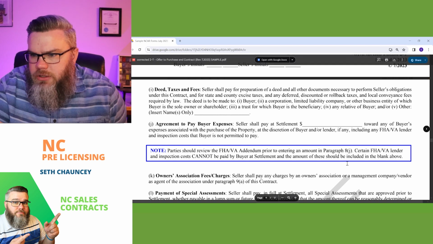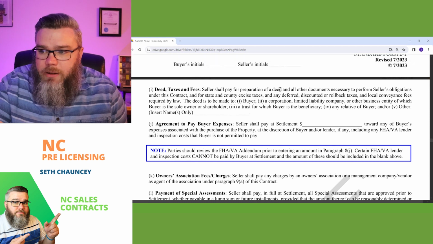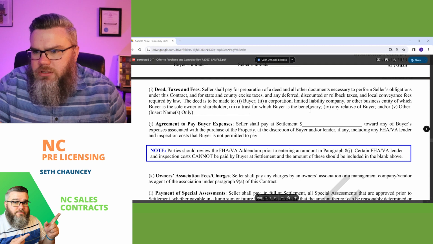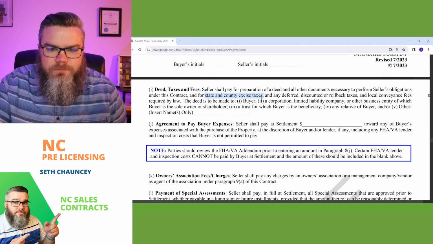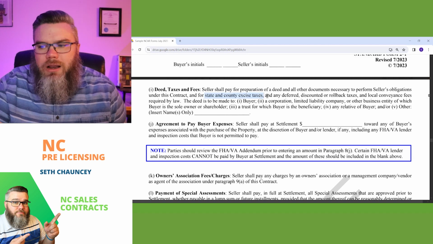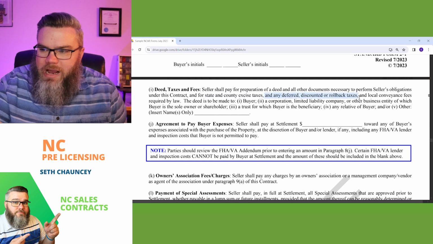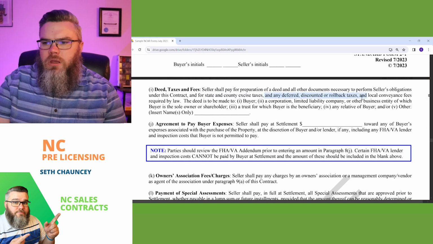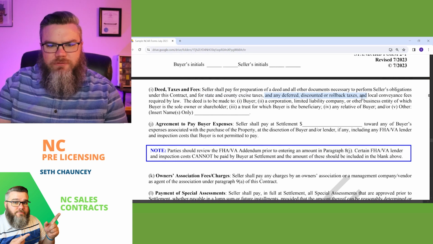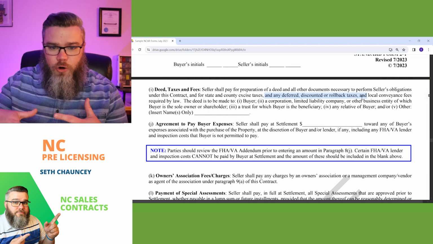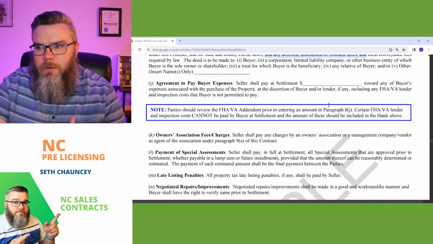And so this is where it says the seller shall pay for preparation of a deed, so that deed prep, and all other documents necessary to perform the seller's obligations under this contract, and for state and county excise tax. There you go. Now, I don't think they're going to talk about this: any deferred, discounted, or rollback taxes. Basically, if you had some kind of conservation agreement that says you were exempt from taxes or weren't having to pay the full rate, as long as you didn't sell it for a period of time, and then the seller sells it, they would be responsible for paying those back taxes because they broke this agreement with the government. That's what that's talking about.